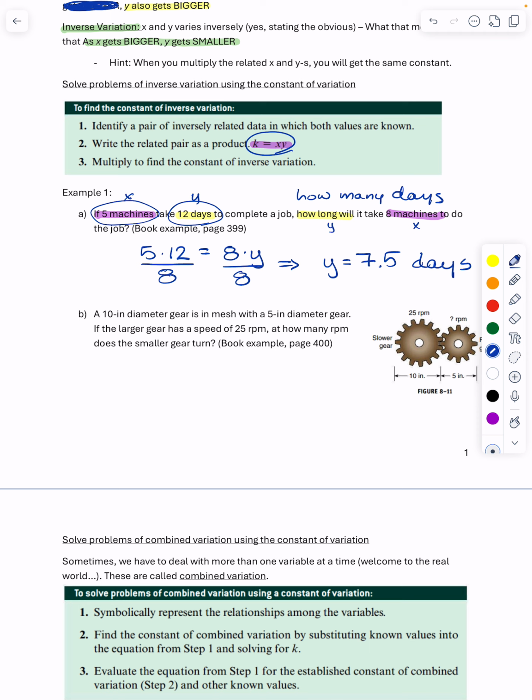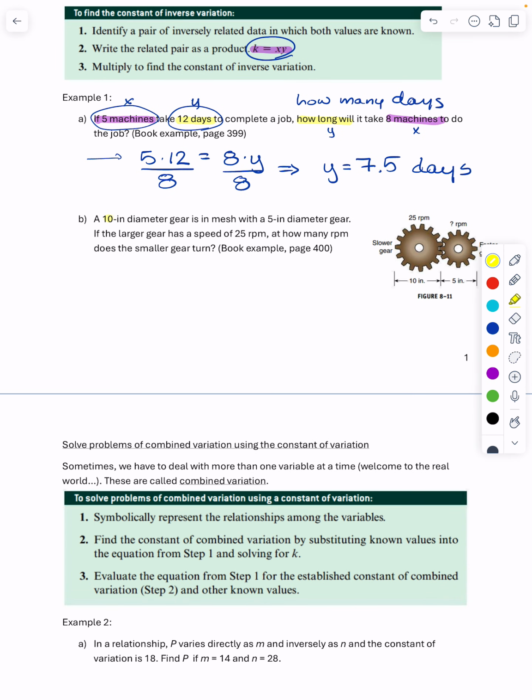You will notice if you look in the book that the proportion is set up so you do get to this spot right here, 5 times 12 equals 8y. For me, it makes more sense to set it up this way than it does with the proportion.